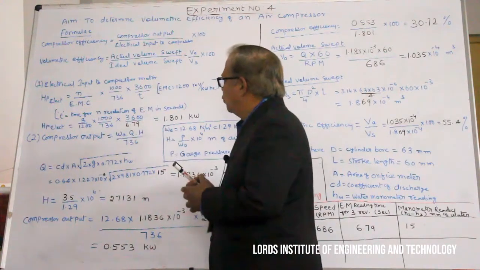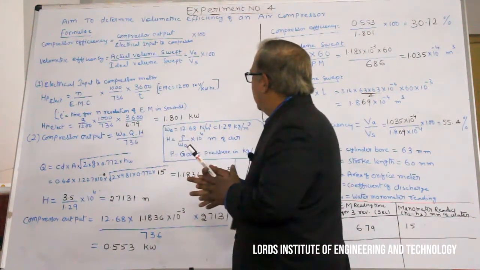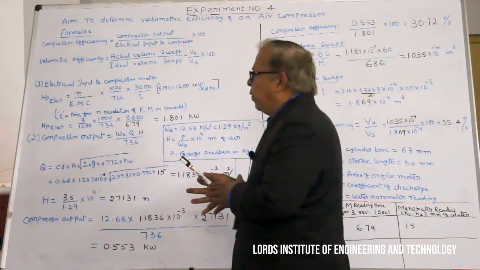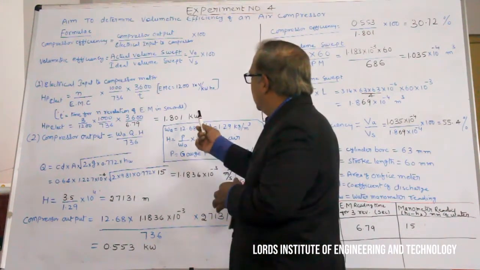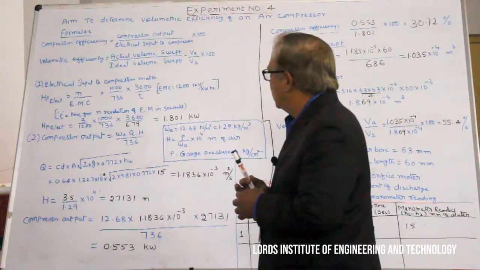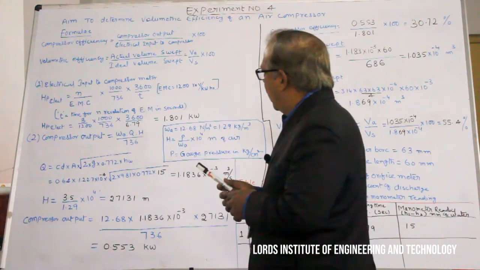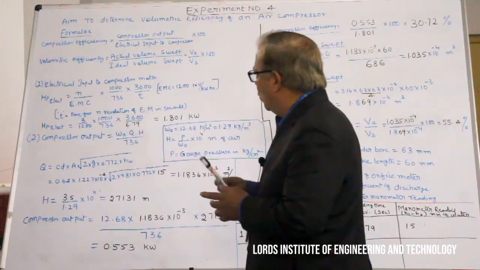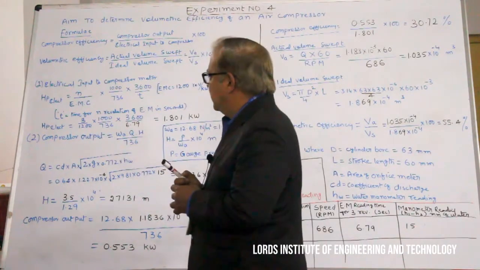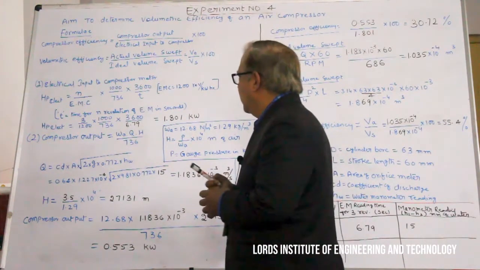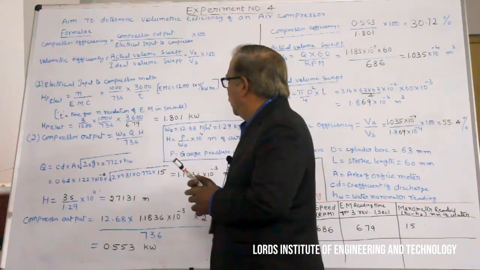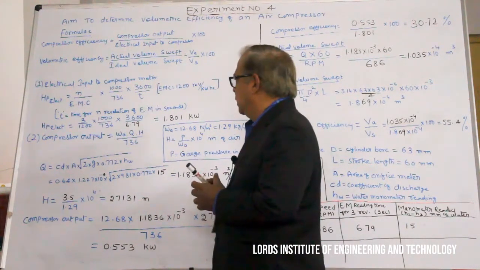If you use this formula, then you get the output as 1.801 kilowatt. Okay, this is the electrical input which we have given to the compressor. Now, in the same way, we will calculate the compressor output. Compressor output is given as WA into Q into H divided by 736.